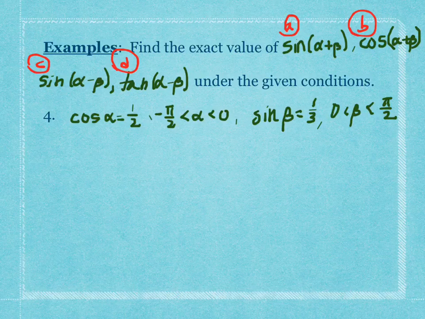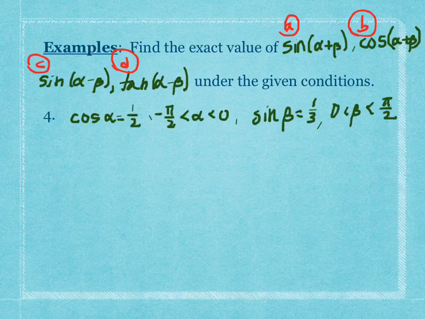And I'm doing this under some conditions, and you do have a couple of these on your homework. So when you're seeing this, be prepared. These problems are going to take a while because you're really doing 4 problems. You're given some conditions. You're told that the cosine of alpha is 1/2, and that alpha is in the quadrant where negative pi over 2 would be the minimum and 0 would be the maximum.